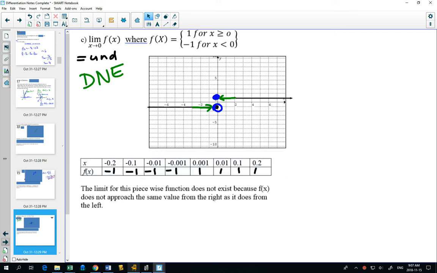And if we look at all of our values, sure enough, numerically it says the same thing. As x gets close to 0 from the negative side, it stays -1 all the way. As x gets close to 0 from the positive side, it stays 1. And so this limit does not exist because they approach different values.